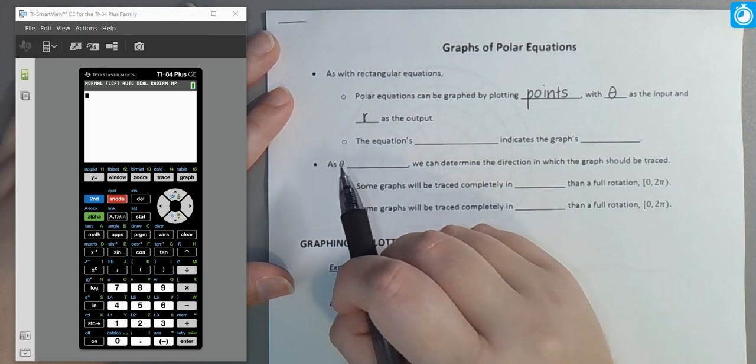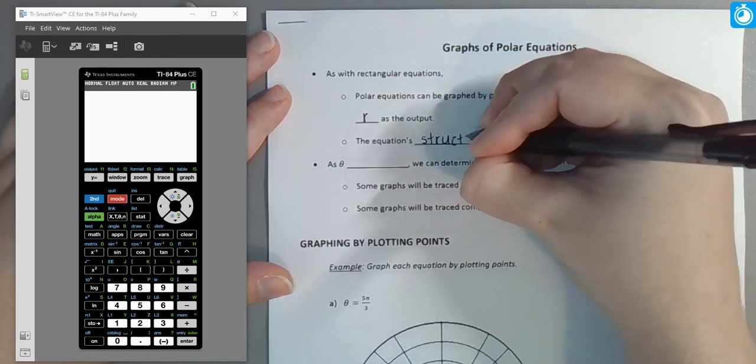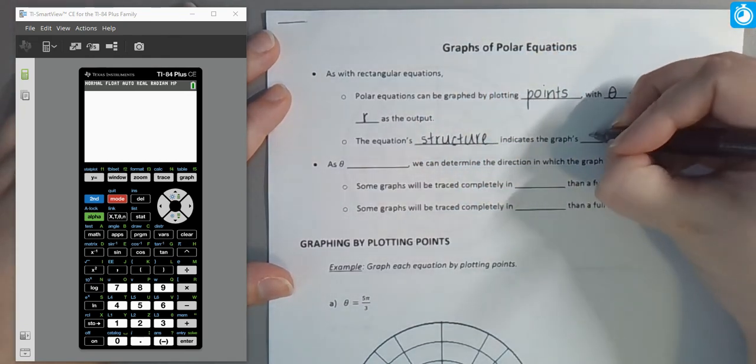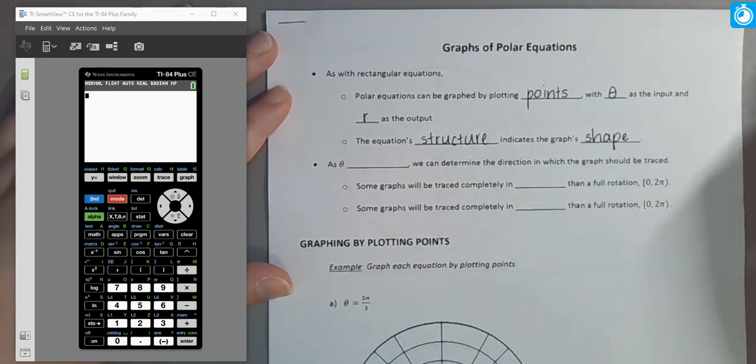As with anything in rectangular coordinates, the equation's structure indicates the graph's shape. Just like we make generalizations about what a graph is going to look like in x and y based on what we see, if x and y both have exponents of 1 and everything's polynomial, we know it's going to be linear. If x is squared, typically it's going to be a parabola. We can make those same generalizations when we talk about graphs for polar equations. Based on how the equation is structured, we know the graph will have a certain shape.